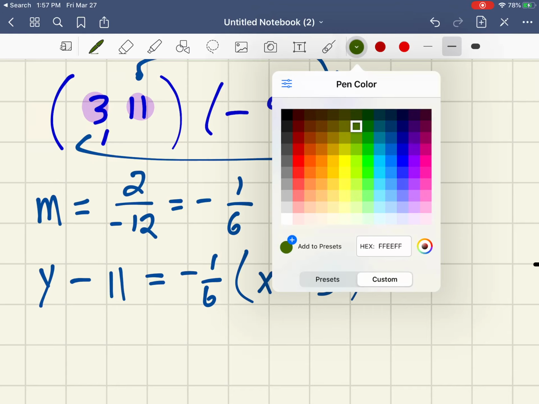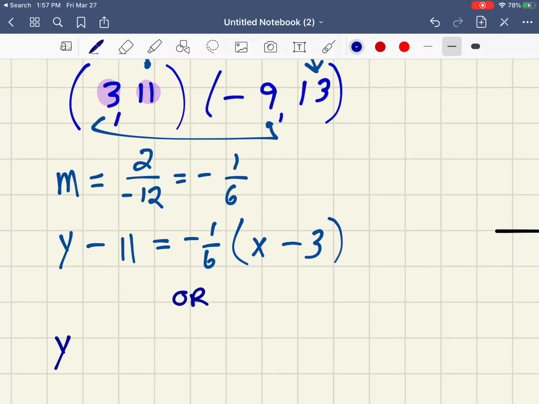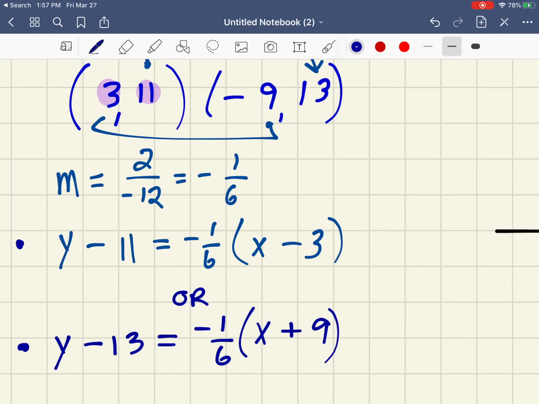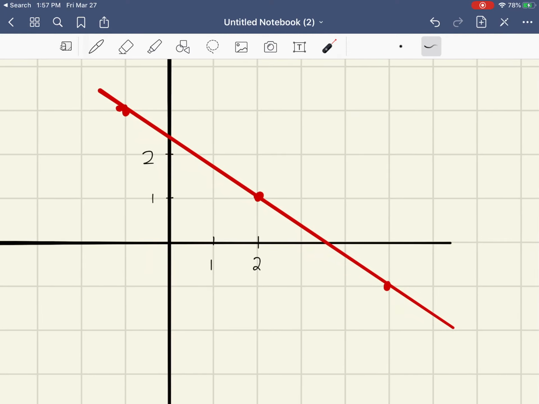Or I could use y minus 13 equals negative 1/6 times x minus a negative 9, so I'm going to put it as plus 9. These two equations, although they look different, are exactly the same line when graphed. If we were to convert them to slope-intercept form, we would end up with the same slope and the same y-intercept. We'll talk about that in a different video.